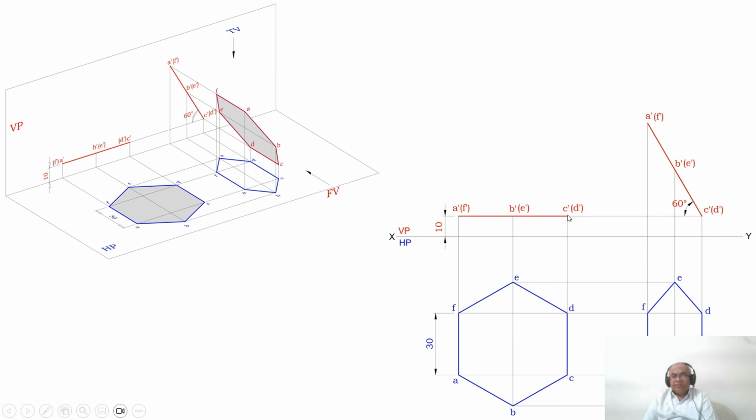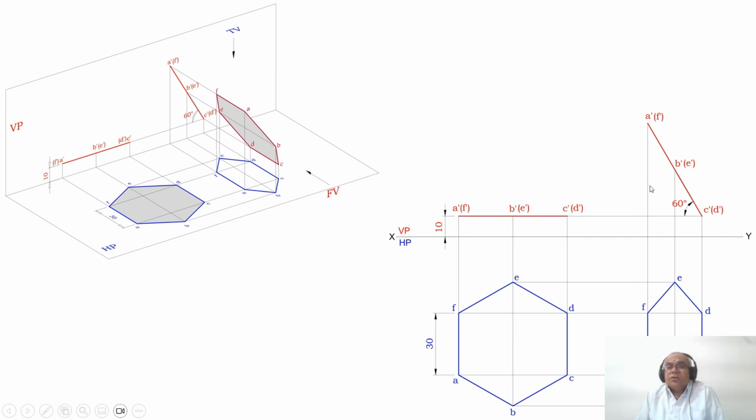Then you measure the distance from C dash to A dash, and with C dash as center, cut an arc on that 60 degree line. So you mark those 2 points as A dash and F dash. Similarly, with reference to C dash and B dash, from C dash you transfer it onto this side and you mark that point as B dash and D dash. And similarly here it should be D dash. So now I need to draw the top view.